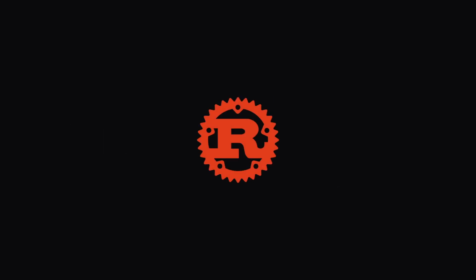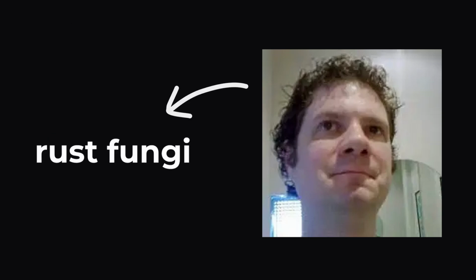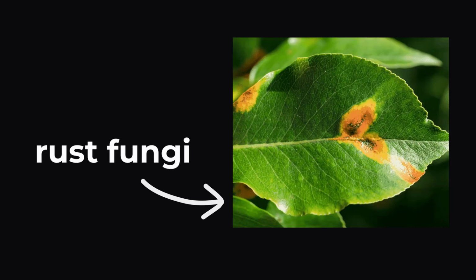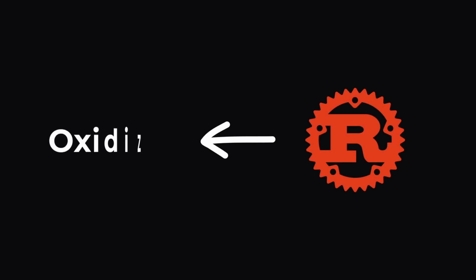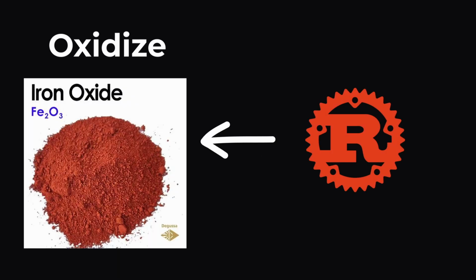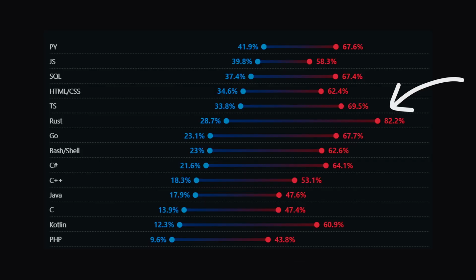Rust started in 2006 as a personal side project by Graydon Hoare, who was working at Mozilla. He literally named it after the rust fungi, which are resilient and can spread quickly. Before settling on Rust, early names included Oxidize, because rust is iron oxide, but the name Rust was shorter and punchier. And Rust won the most loved programming language 9 years in a row, from 2016 to 2024, and the streak hasn't been broken yet.